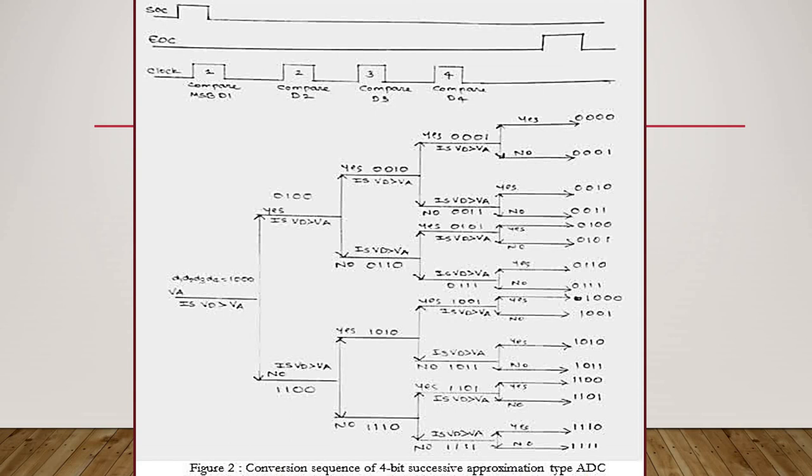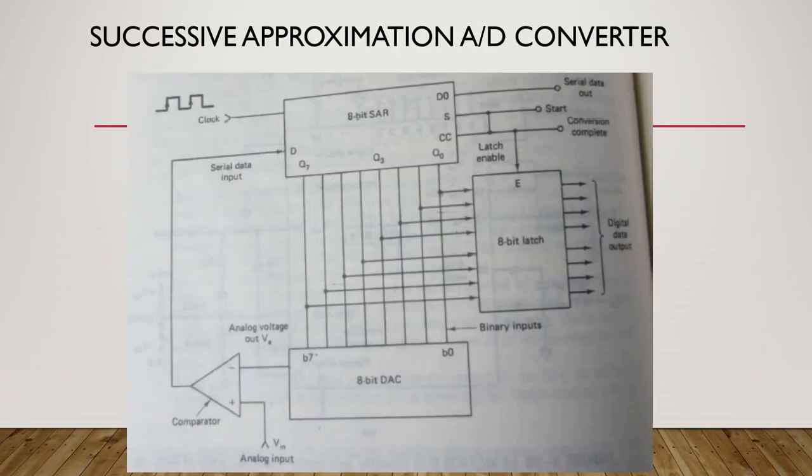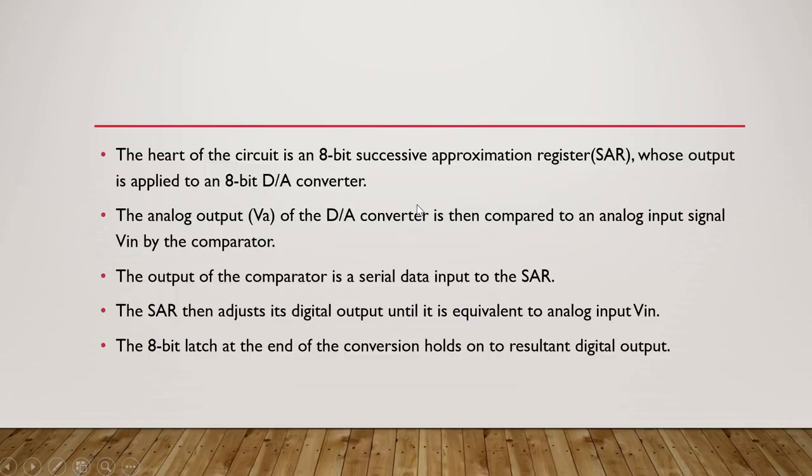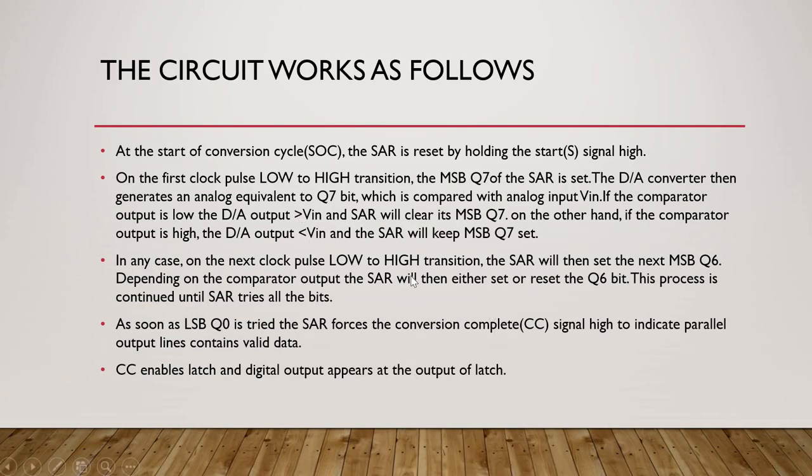Okay, so next when I come to the advantages of the successive approximation register, it is high in speed, and you also get excellent resolution from this successive approximation register. While writing in the exam, this picture is very important. This carries more marks. If it is asked for 8 marks, I think 3 to 4 marks will be given for this figure, and then the explanation regarding the figure, and the circuit operation, how it is going to operate.